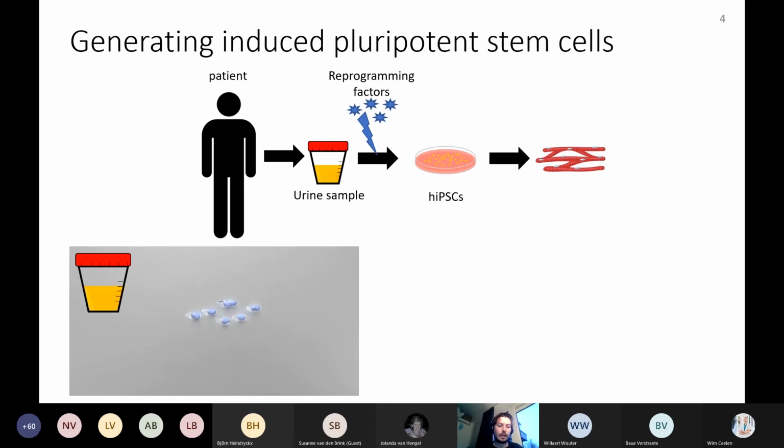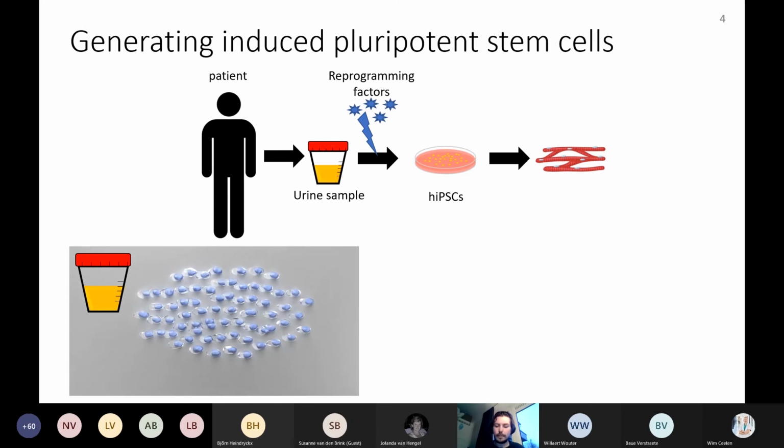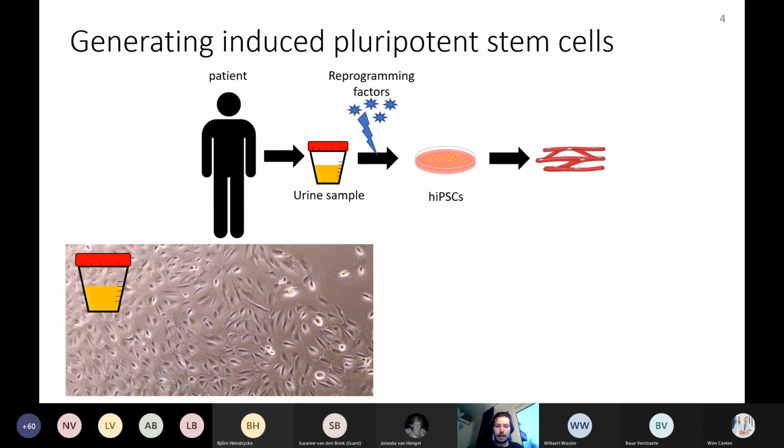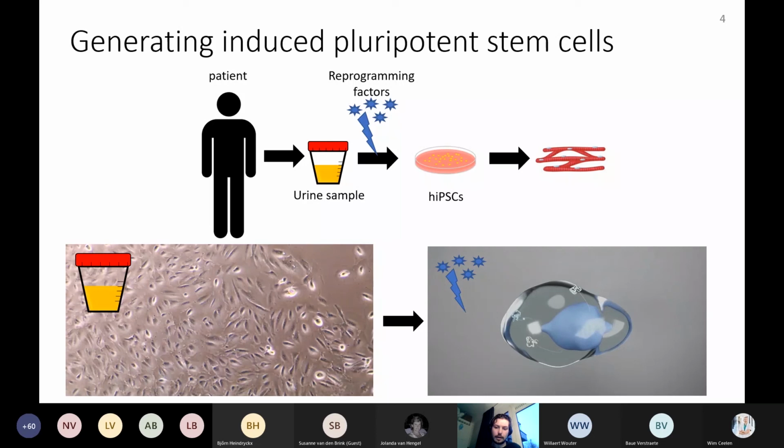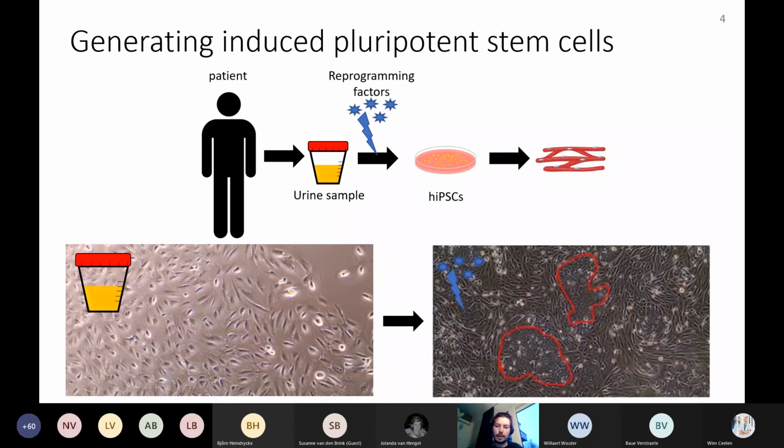We start from urine. We collect the epithelial cells from this urine sample. These are cells that are shed from the bladder. This is how it looks in culture. Then we can expose these epithelial cells to a Sendai virus. The benefit of a Sendai virus is that it's not integrating in the genome, but it's causing an upregulation of the pluripotency genes. This picture is after 7 days of exposure to the Sendai virus. Then we see dense patches popping up. This is a very early transitioning of the epithelial cells to induced pluripotent stem cells.